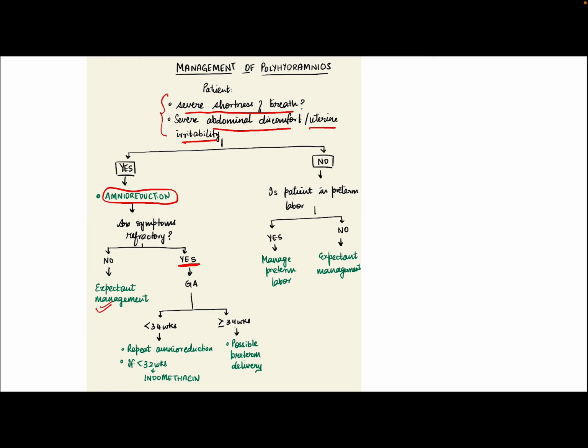But in case of refractory symptoms, our next steps would depend on the gestational age. If the gestational age is less than 34 weeks, you could repeat amnio reduction. Or if it is less than 32 weeks, we can give indomethacin. Indomethacin has a tocolytic action. It will reduce the uterine irritability and therefore help prolong the pregnancy. If it is between 32 to 34 weeks, we do not use indomethacin for tocolysis. We can use another agent like a calcium channel blocker such as nifedipine. Now, if the gestational age is 34 weeks or more with refractory symptoms of polyhydramnios, we could consider a possible preterm delivery.